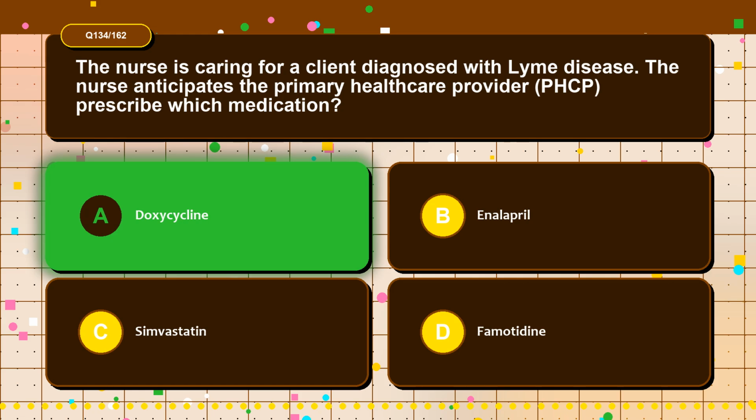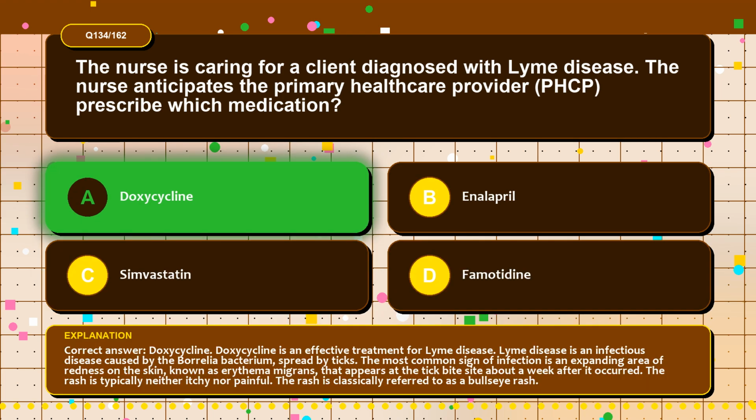The correct answer is option A, doxycycline. Correct answer, doxycycline. Doxycycline is an effective treatment for Lyme disease. Lyme disease is an infectious disease caused by the Borrelia bacterium, spread by ticks.